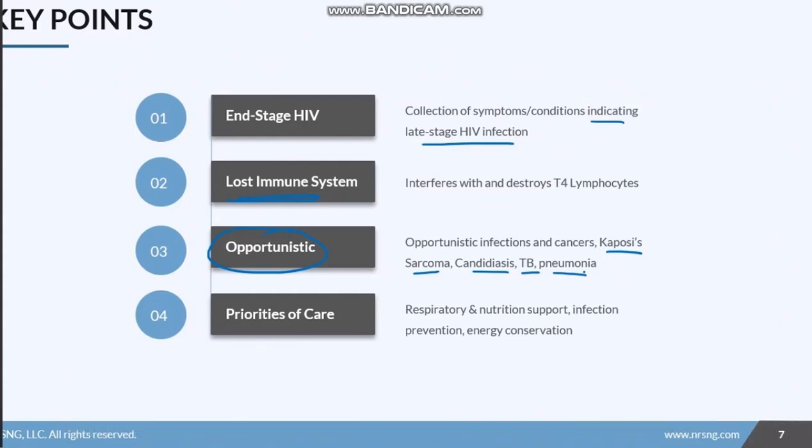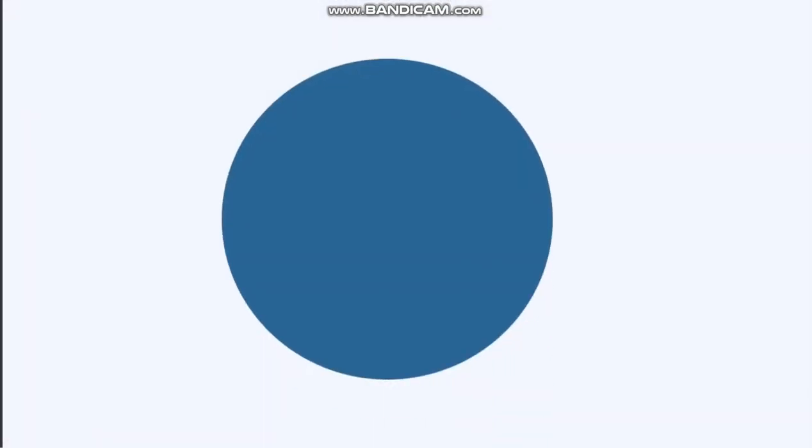Now, we want to also make sure that we support and protect their respiratory system, provide optimal nutrition, prevent infection, and help them conserve what energy they do have. This is an exhausting and debilitating disease, especially in the later stages. So we want to be there for our patients and give them what they need. So those are the basics of AIDS.